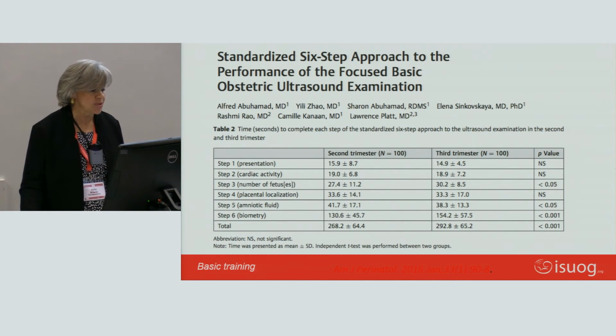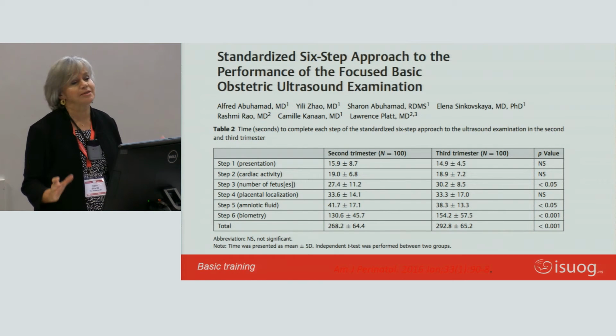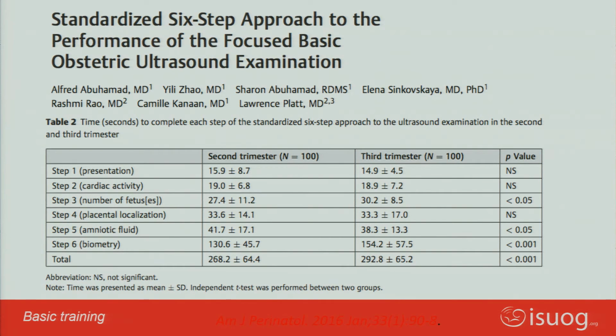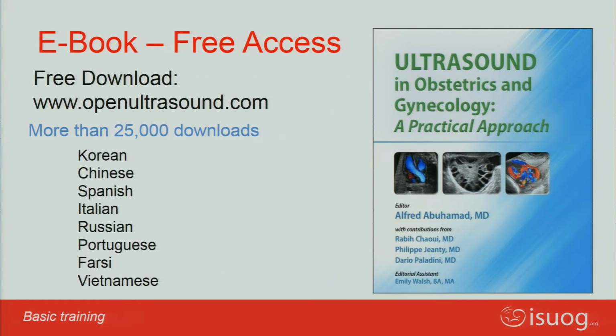Placenta localization didn't really matter between 2nd and 3rd trimester. Amniotic fluid, strangely enough, took more time in the 2nd trimester as compared to the 3rd, because in the 2nd trimester you have more amniotic fluid, relatively speaking. Let's say the fetus occupies less surface in the uterine cavity than the amniotic fluid. And the step 6 biometry was obviously much more challenging in the third trimester because the fetus is larger and therefore it will take more time to perform the measurements.